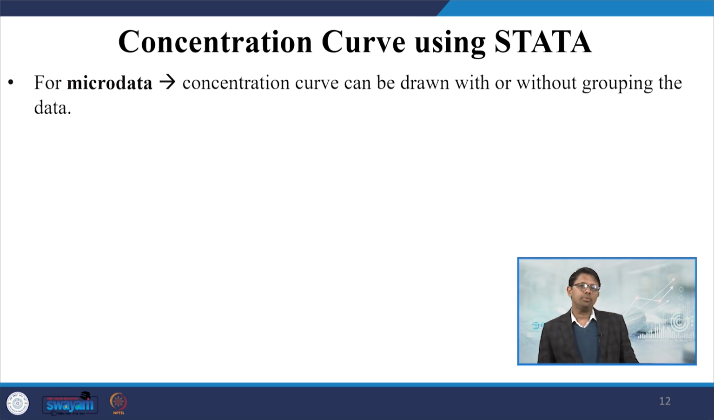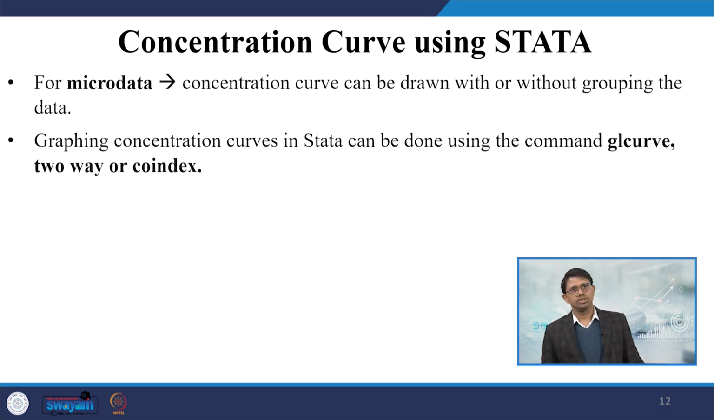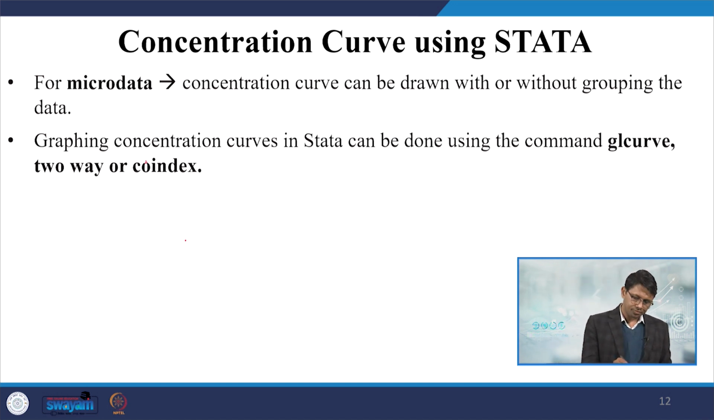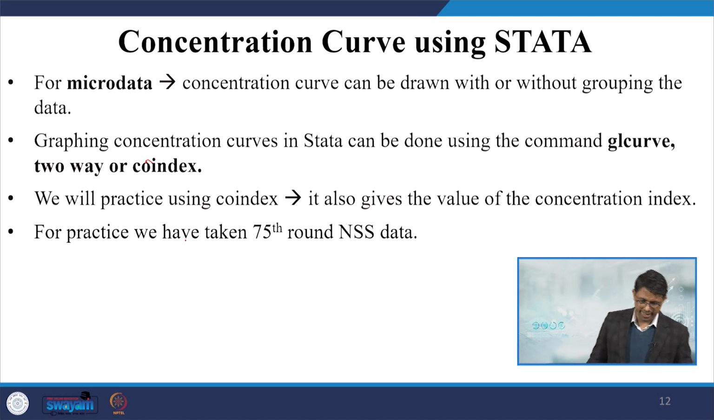So, micro data, we will take the help of the micro responses from the survey, and graphing concentration curves in STATA can be done using the command called GL curve. Okay. So, GL curve two-way or con index. Okay. So, we will practice that. Con index stands for concentration index. We will practice using con index. It also gives the value of the concentration index.